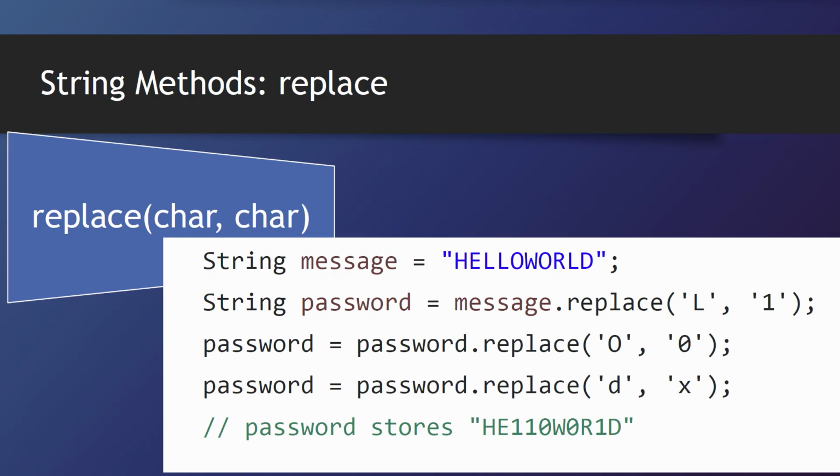The replace method replaces all instances of one character with another. This method is case sensitive. In this first example, we replace all of the uppercase L's with 1s. We then replace all of the uppercase O's with 0s. The call to replace the lowercase d will have no effect because this string does not contain any lowercase d's. Remember that because strings are immutable, at the end of these statements, our message variable will remain unchanged. But we do update password each time by creating that new string and then storing it back in the password variable.